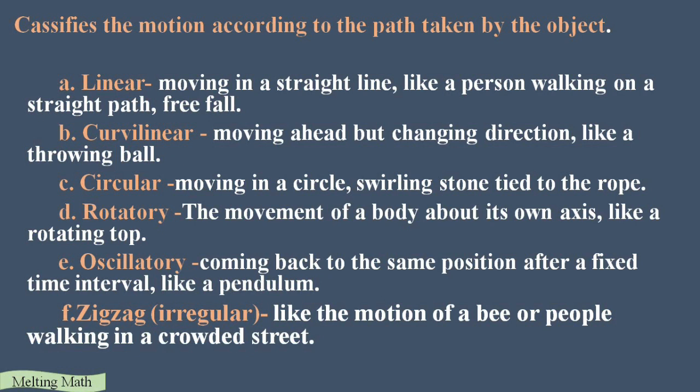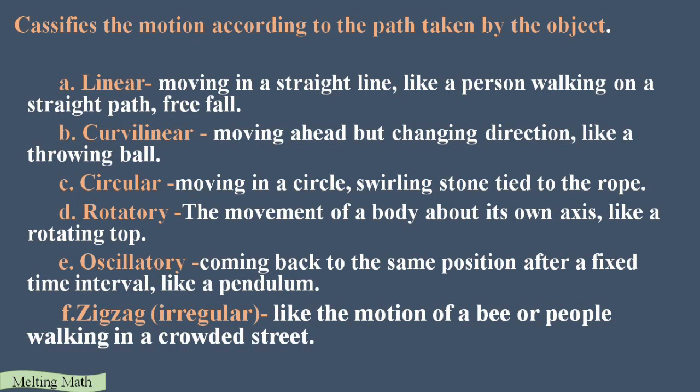Okay, next oscillatory motion: coming back to the same position after a fixed time interval, like a pendulum. Pendulum is a very good example for oscillatory motion, because when we swing the pendulum, after some time it will reach the same position they are mentioning here. Also, one more good example for oscillatory motion is stretching a rubber band from one side to another. If you pluck it at the center, the rubber band will vibrate. That's also the best example for oscillatory motion.